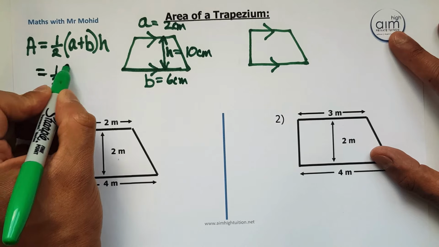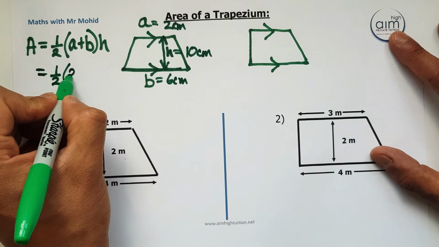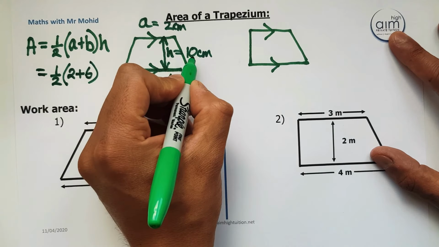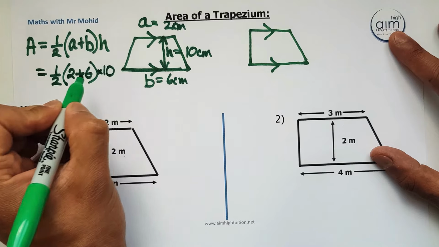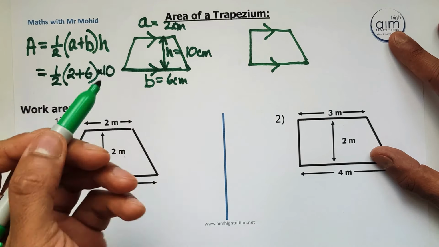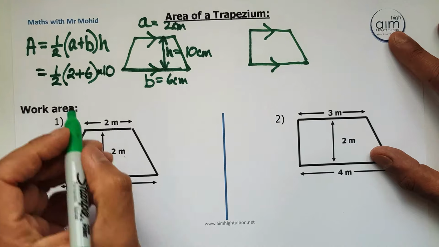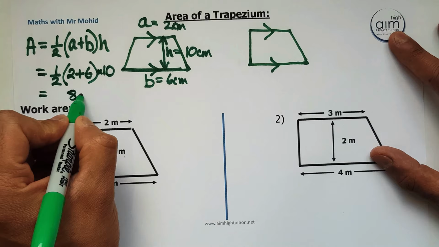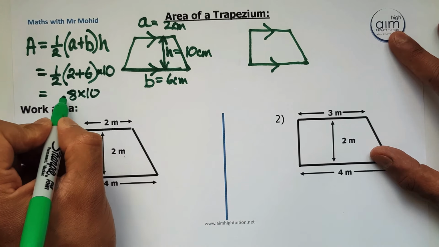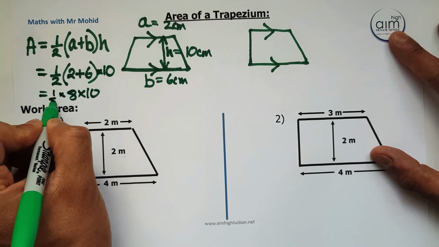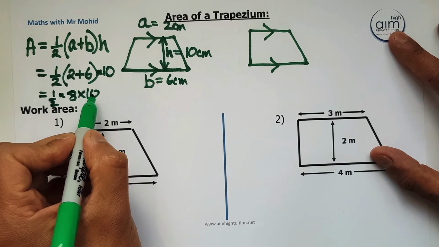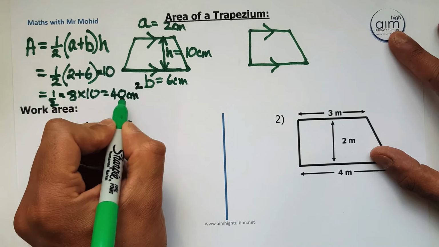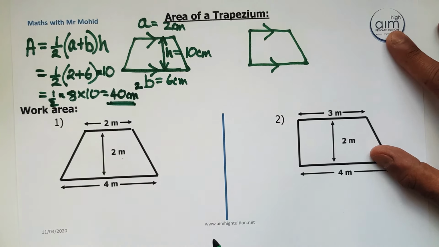So half of the brackets 2, which is A, plus B, which is the below, which is 6, times by the height, which is 10. And remember, in maths, if there's no times sign there, think of it as an imaginary times sign, so just pop one on. So let's work that out. I'll work the brackets out first. 2 add 6 is 8. 8 times by 10 is 80, and then I'm going to half my answer. So half of 80 is 40, and don't forget the important bit, which is centimeters squared. Area is always measured in square units.